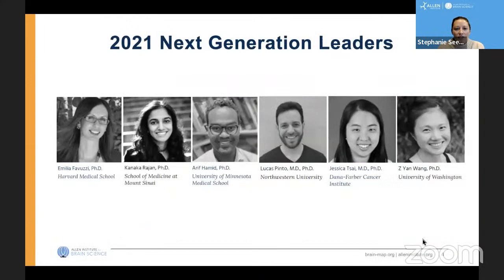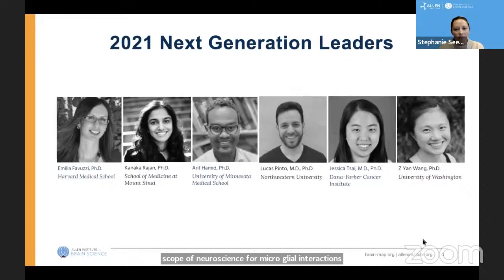Showcase is a really special event, not only for us at the Institute and you all to hear about the work being done within the walls of the Allen Institute, but also for us to introduce to you our new class of next generation leaders. These six individuals are rising stars in the neuroscience field, and their work highlights the broad scope of neuroscience, from microglia interactions with cortical neurons to neural mechanisms underlying cognition, learning, and development.